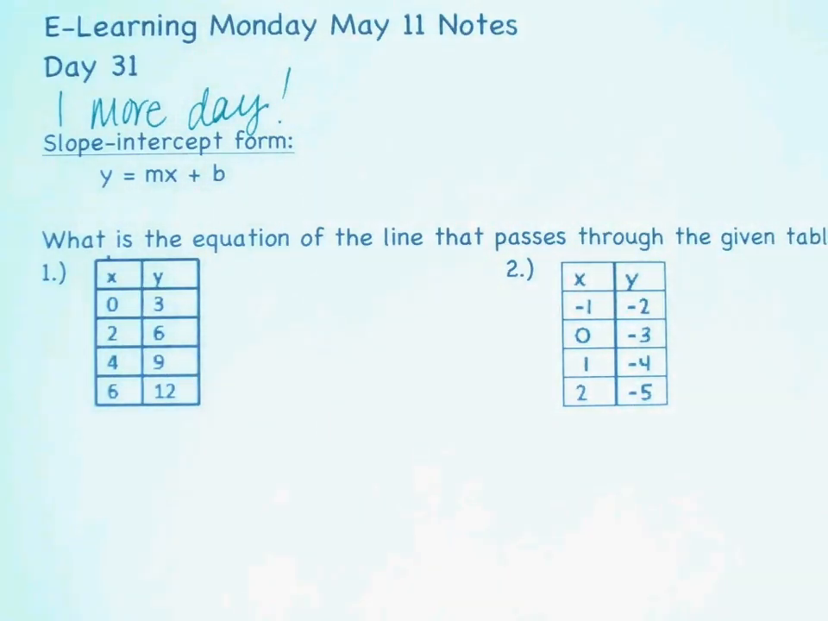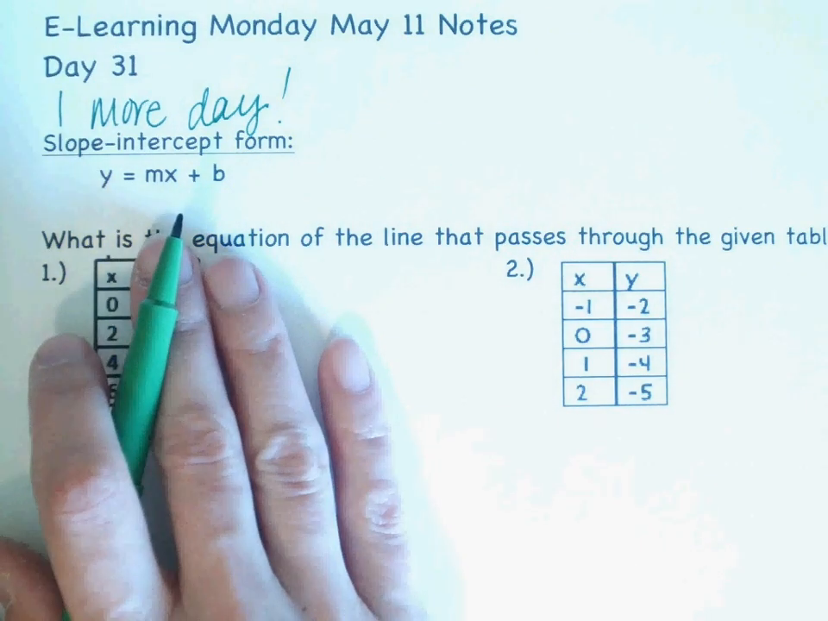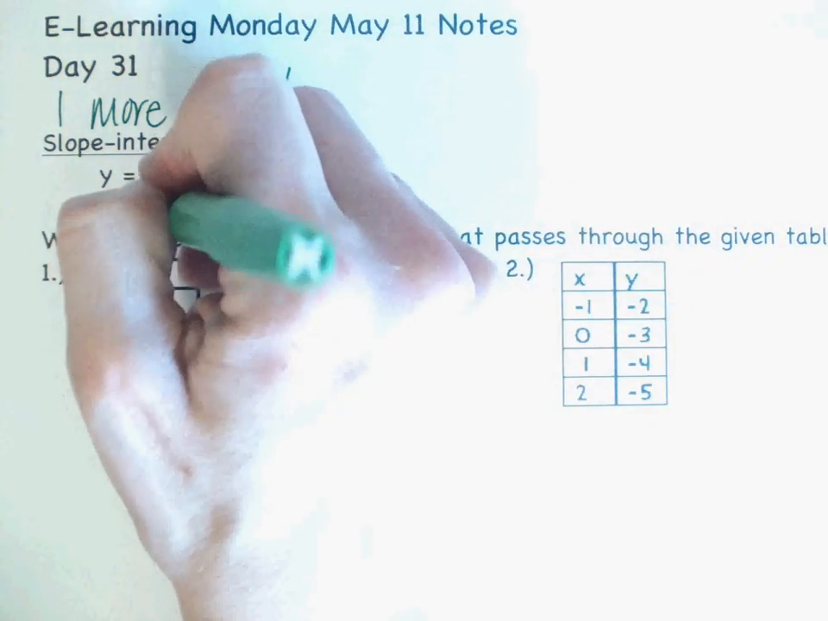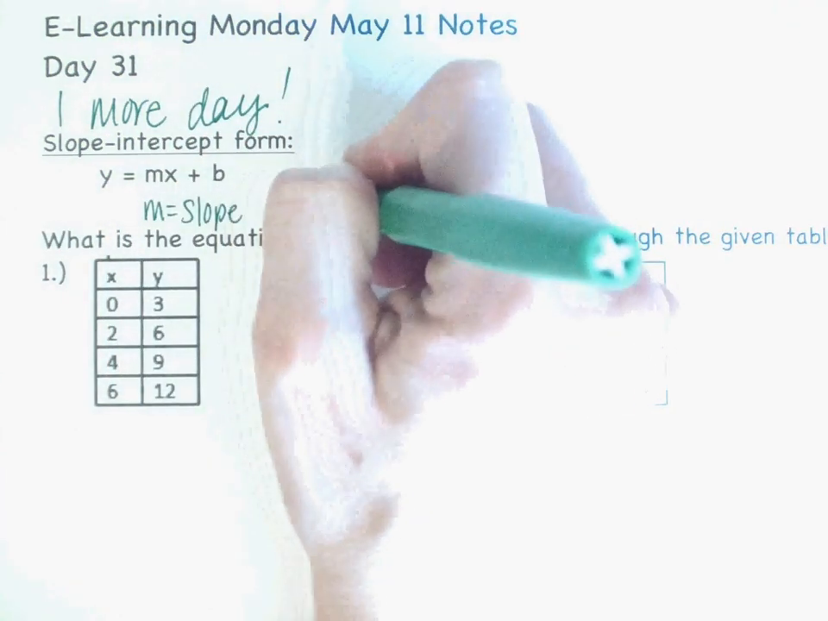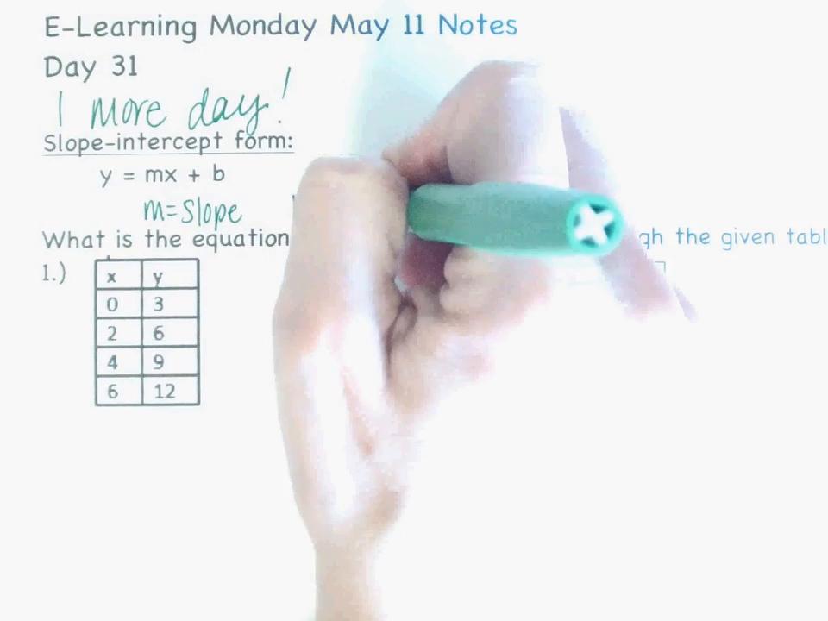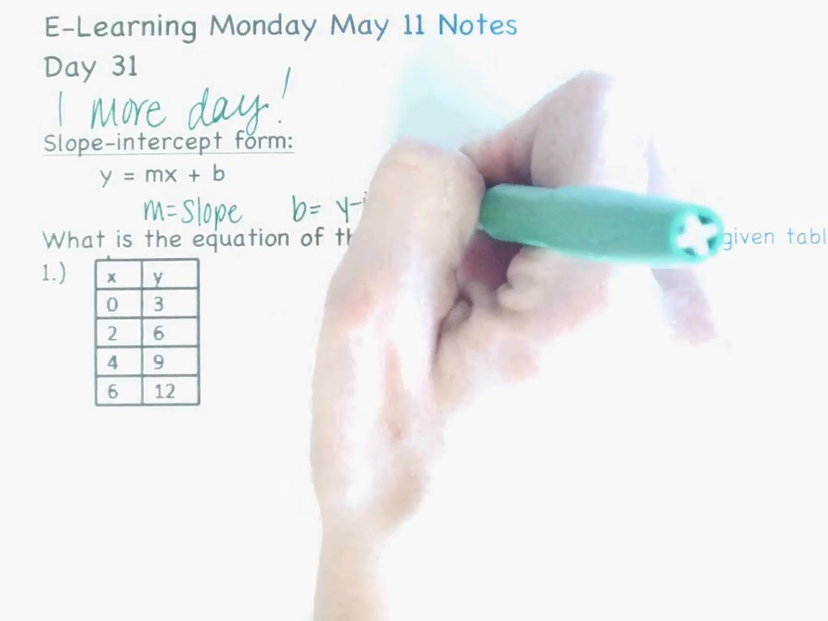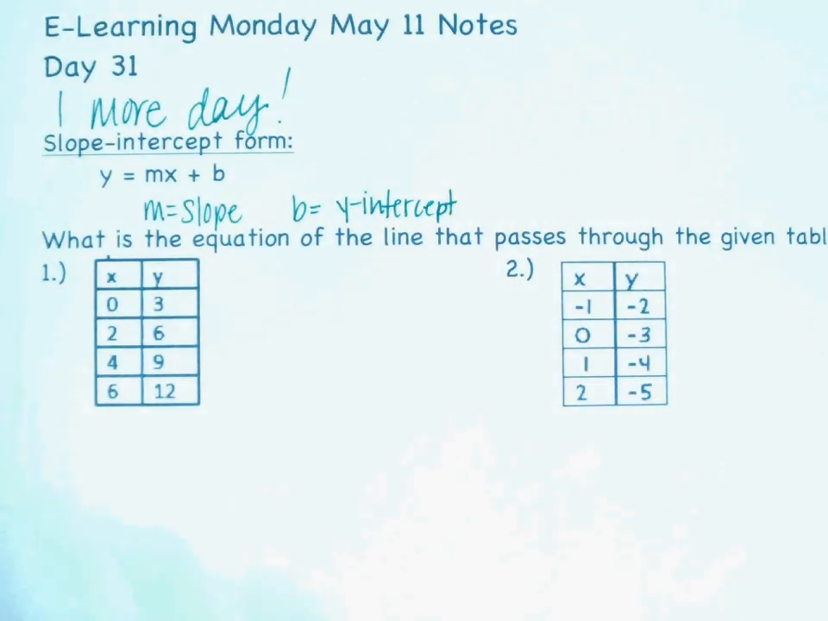Well, why don't we go ahead and get started on today's notes. Today what we're going to be doing is writing an equation for each of these tables. Remember that the equation we're going to use is y equals mx plus b. Remember that m equals slope and b equals the y-intercept. Okay? So let's go ahead and get started with number one.